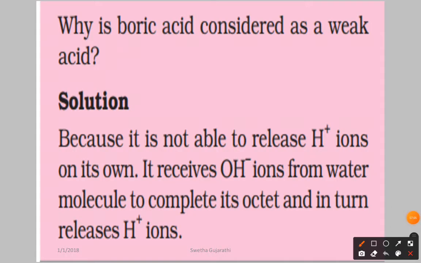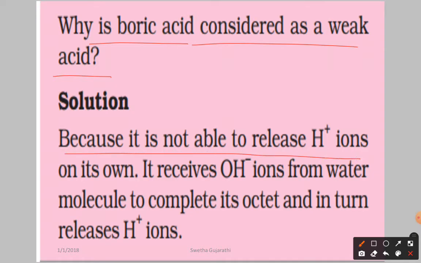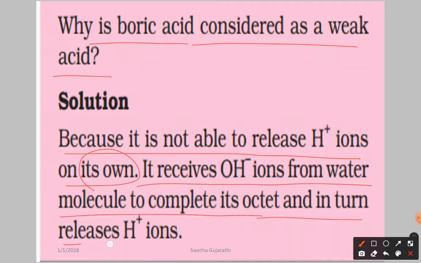Here we have one question: why is boric acid considered a weak acid? Already we discussed. Because it is not able to release an H plus ion on its own. It receives an OH minus ion from a water molecule to complete its octet, and in turn releases H plus ion.